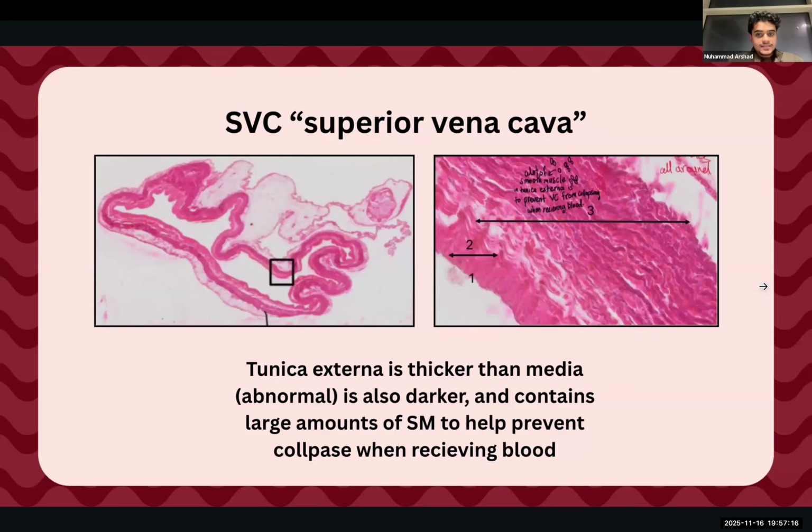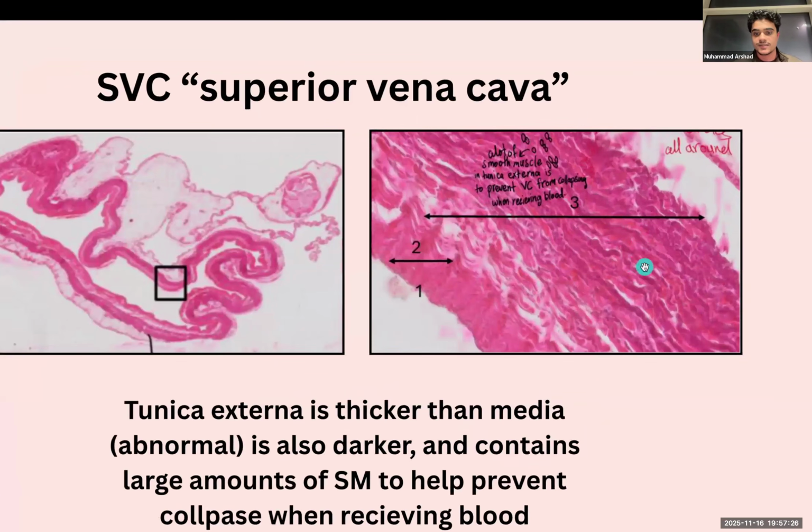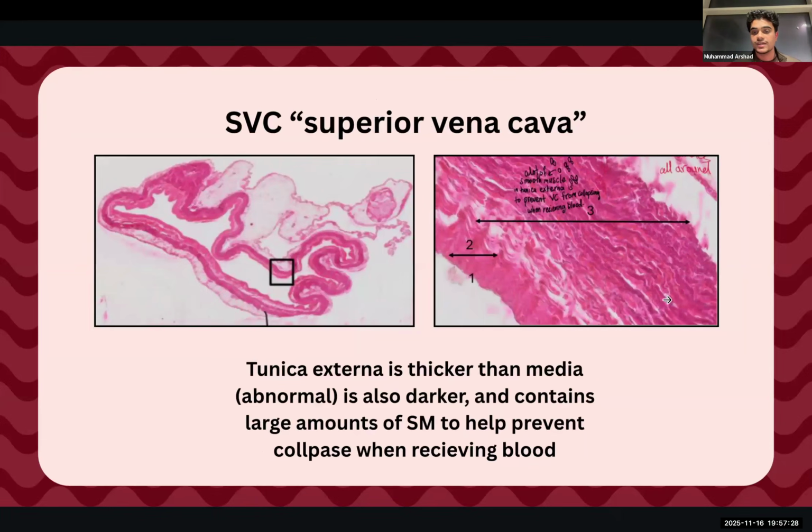Okay, the last thing for this, and then I think we can get into practice questions, is the superior vena cava. For the superior vena cava, the most important thing that you need to know is that the tunica externa is thicker than the media. This is the only vessel, right, that your slide specifically notes as an exception. This is the only vessel that has it that way. So the tunica externa is thicker than the media, and it's also darker.